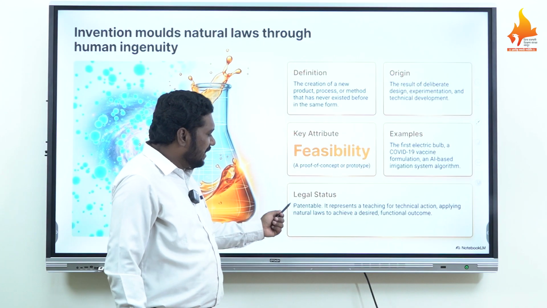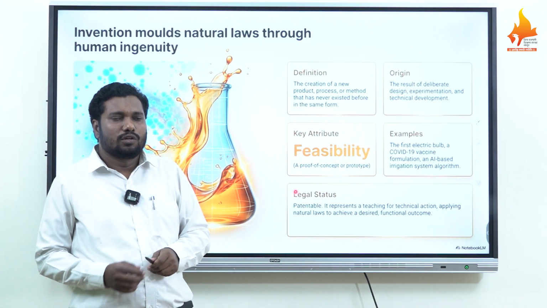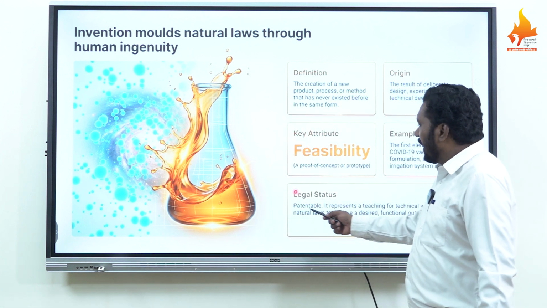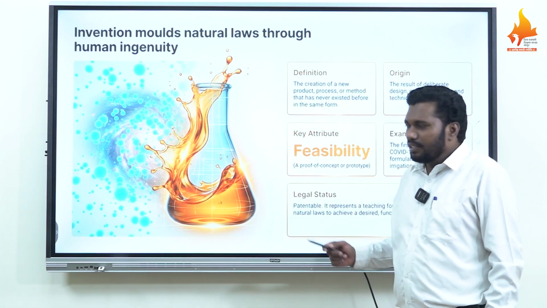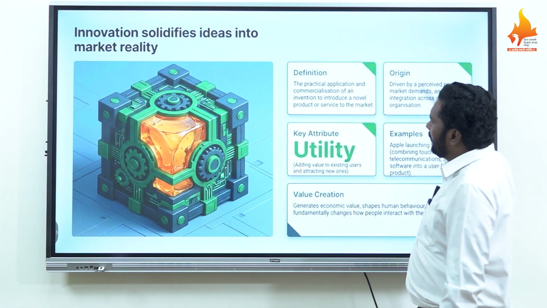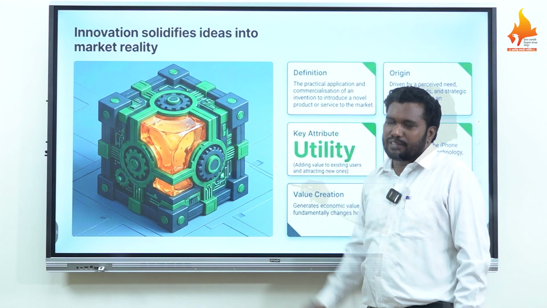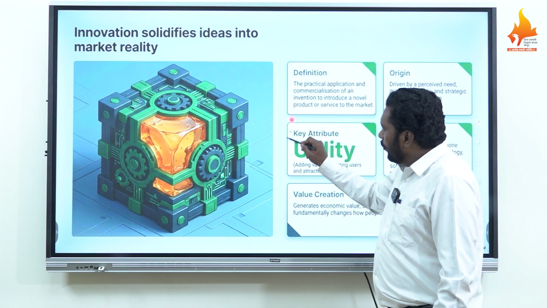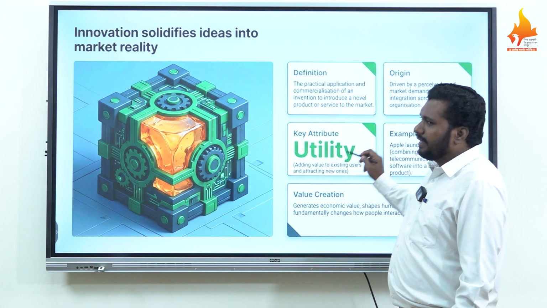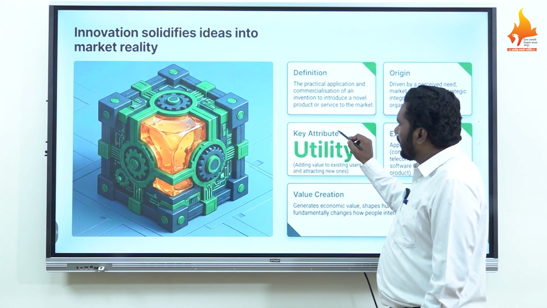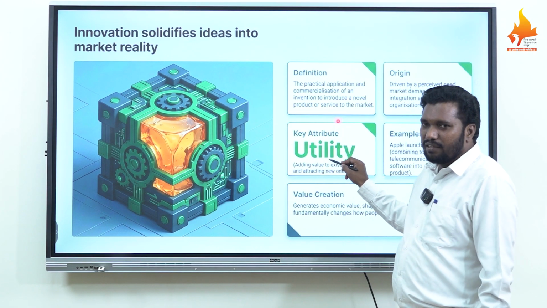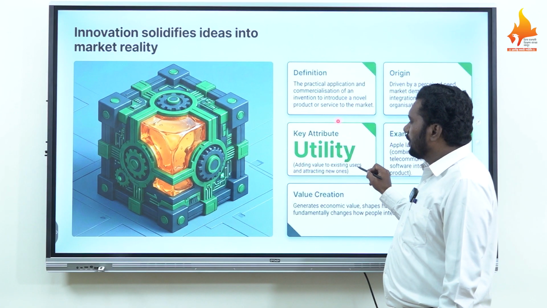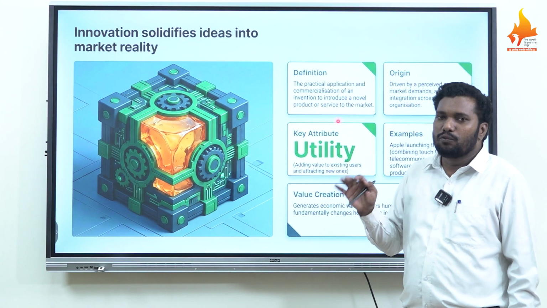What is the legal status of invention? We can say that an invention can be patentable. Next, let us talk about innovation. As we already discussed, innovation is related to utility. The key attribute of innovation is utility. What do we mean by utility? Utility is adding value to existing users or attracting new ones.